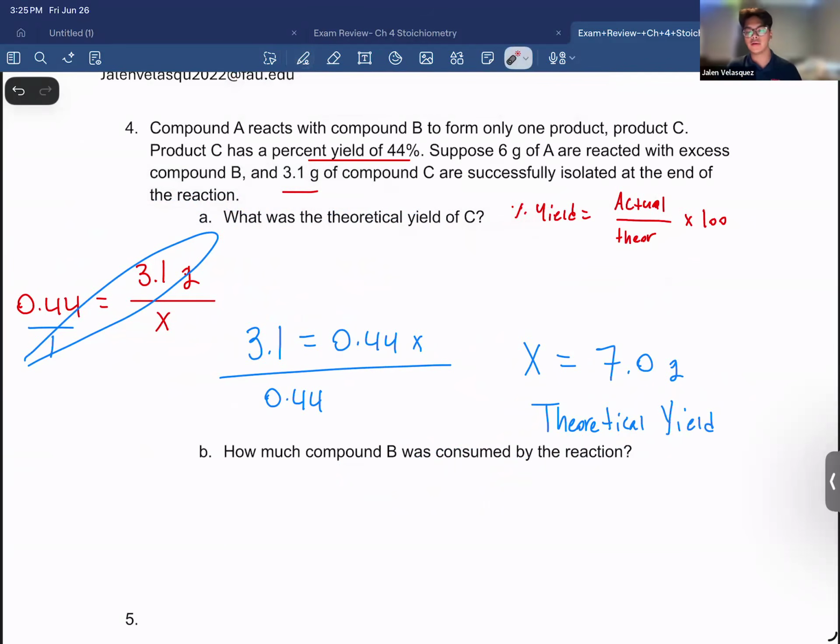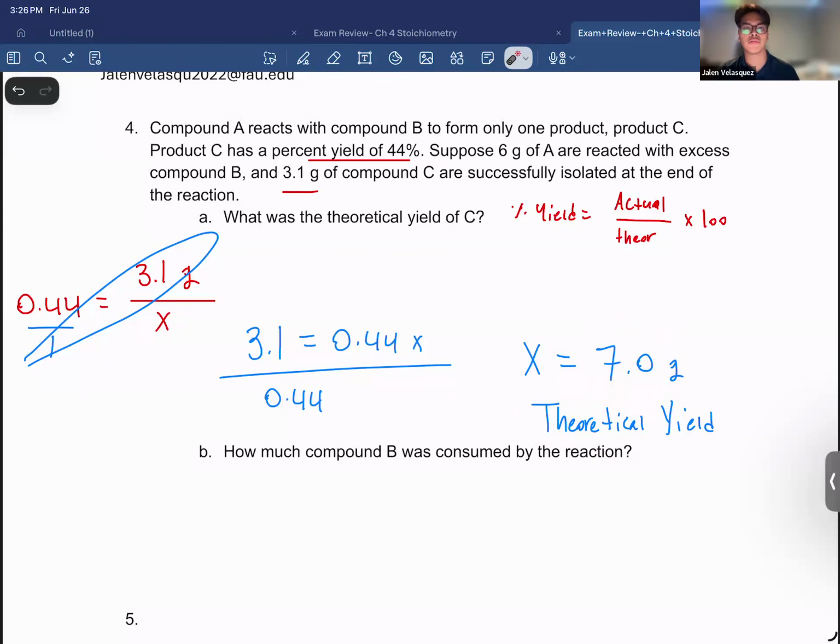Okay, so this theoretical yield, this 7 grams, represents the maximum amount that could theoretically be made. Percent yield is pretty much a way to see how good you were at your reaction, right? If I calculate that I could make 7 grams of product C, that's in a perfect world, if everything goes right.